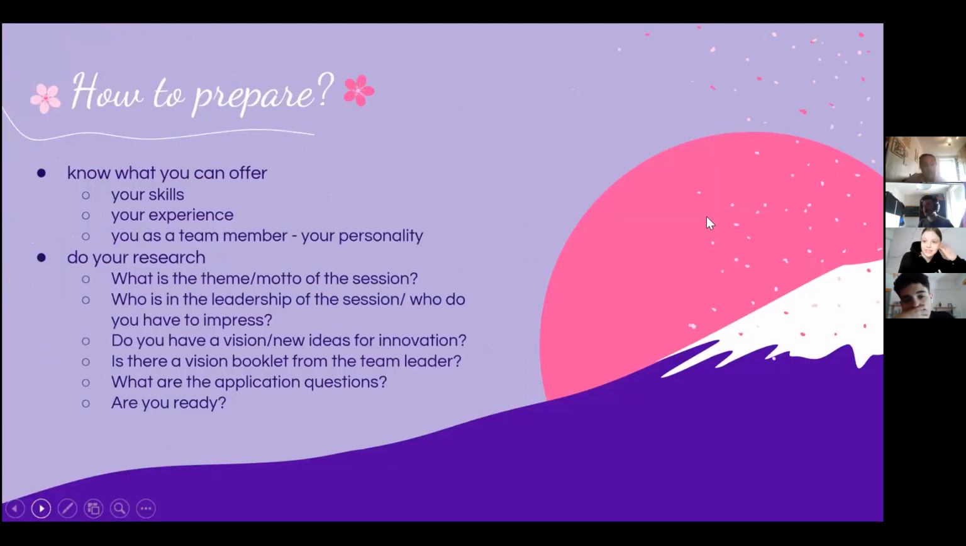Yes. So, how to prepare for your application. When you're writing your plan or thinking about answering the questions, know what you can offer. So sell yourself to the selection panel. Make it sound like this session wouldn't be as good if you weren't there, and do that by talking about your skills, your experience, you as a team member, your personality. You can talk about your experience and be like, I'm super experienced in this role, so it would be great to have me at the session. Well, obviously don't say that, but that's what you want the selection panel to feel when they read your application.